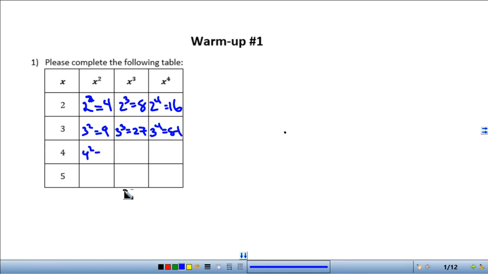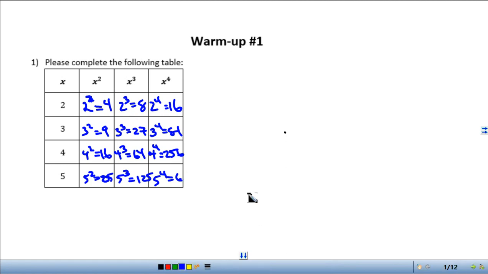4 to the second, 16. 4 to the third, 64. And 4 to the fourth, 256. 5 to the second, 25. 5 to the third, 125. And 5 to the fourth is 600 and, I don't even know why I put 24. I was thinking of fourth power. 625. That's it. That's your warm-up.